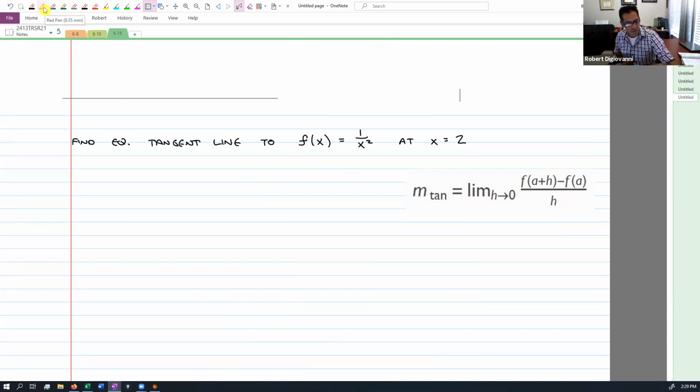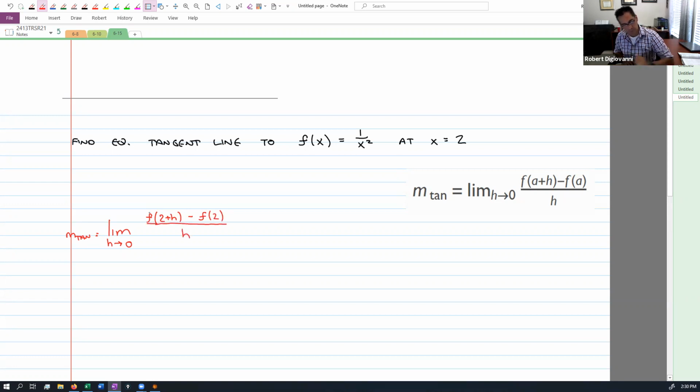So here's what I'm going to do. I'm going to take the limit, so h goes to 0. By the way, on that previous problem, I didn't finish because it asked for the equation of the tangent line. I stopped when we got the slope because we already knew how to do it from the previous example, right? So the slope of the tangent line here is the limit as h goes to 0 of f of, let's see, f of a is 2 here, so f of 2 plus h minus f of 2, all over h.